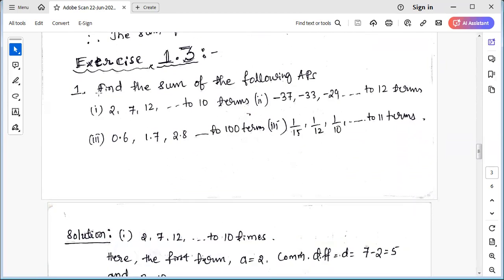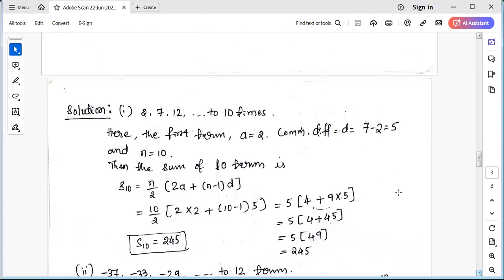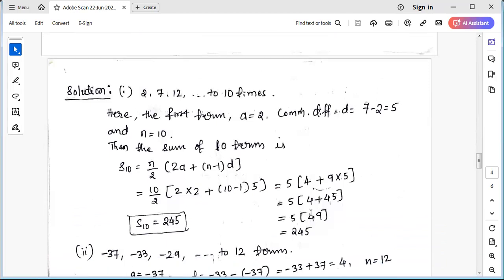So next, in the main question, find the sum of the following APs. So four APs are given. This is the first AP, second AP, third AP, fourth AP. We'll solve one by one. So take the first AP. The first AP is like this.